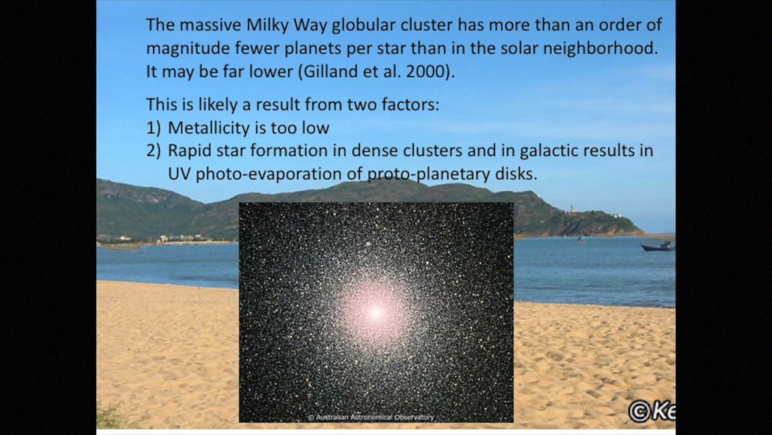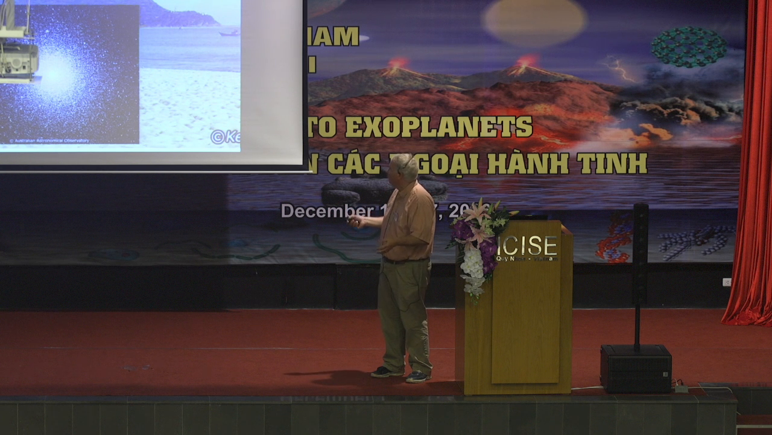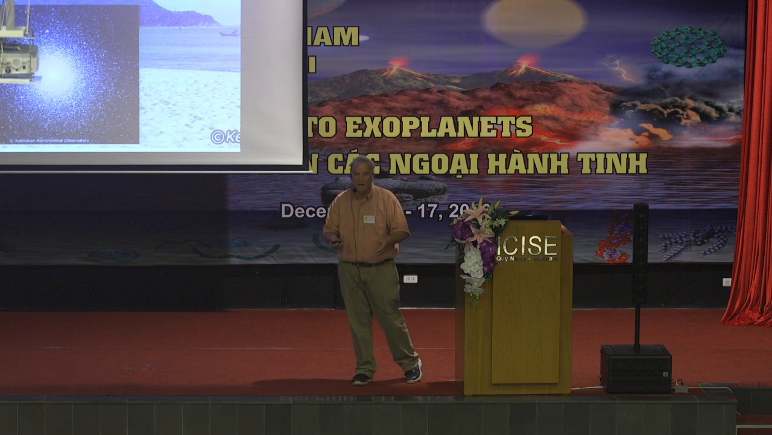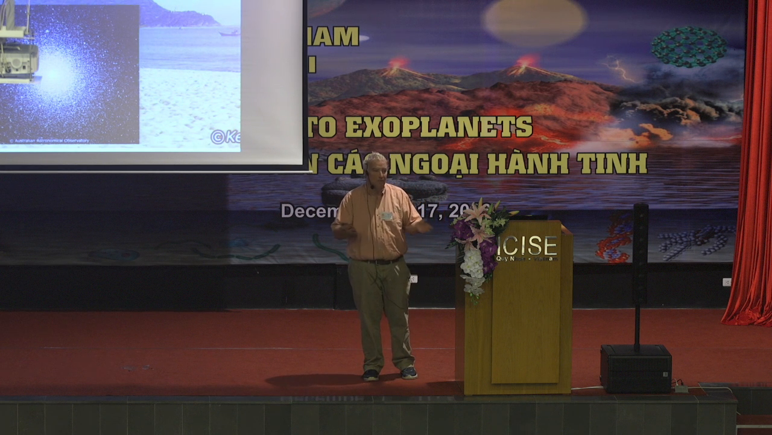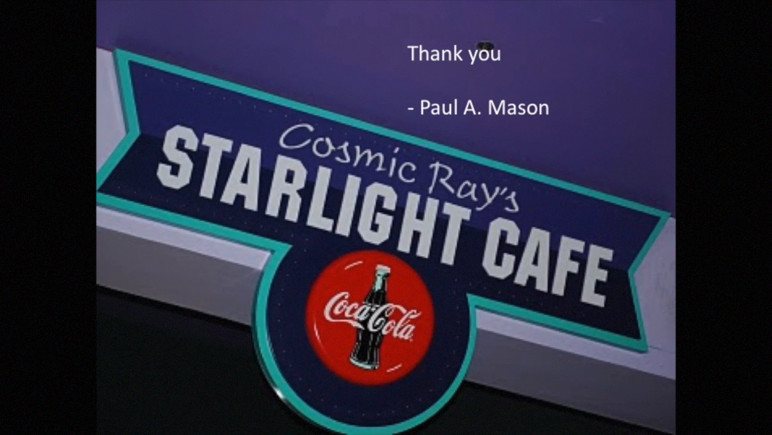One of the reasons proposed is rapid star formation, so I want to focus on this, that rapid star formation in dense clusters and in galaxies, compact galaxies especially, in bulges, can UV photo-evaporate the disk itself, not allowing the planets to form in the first place. And I'll conclude with that.